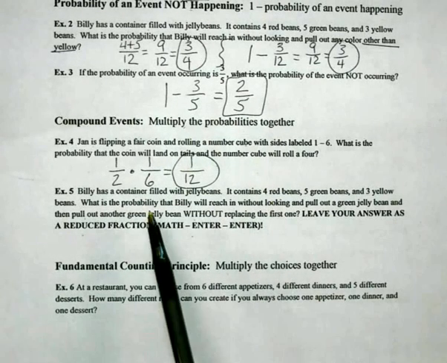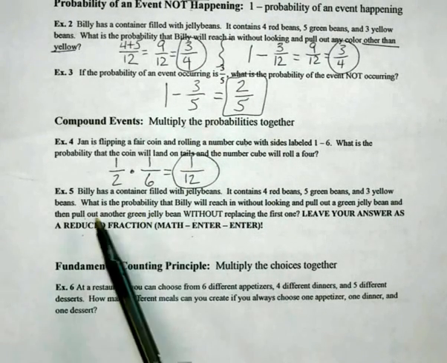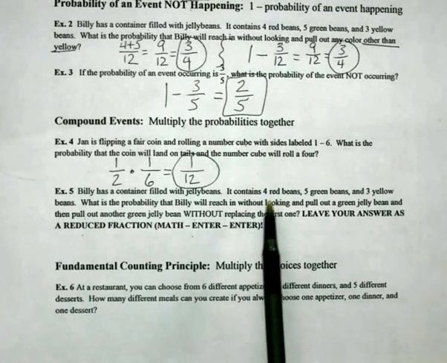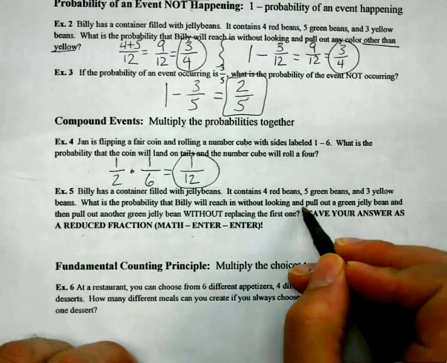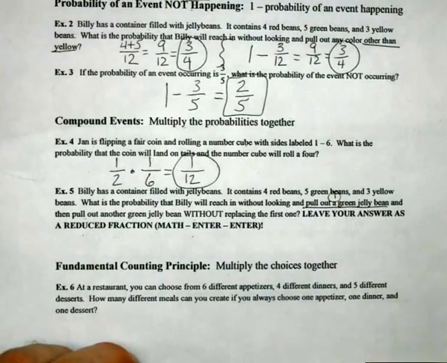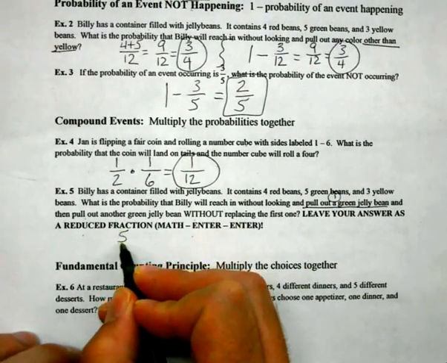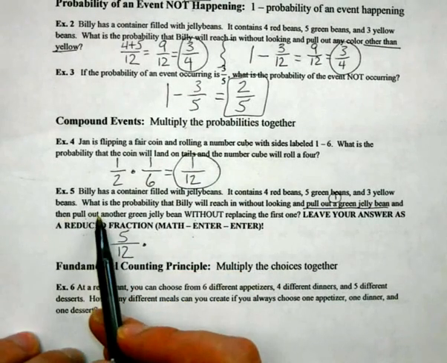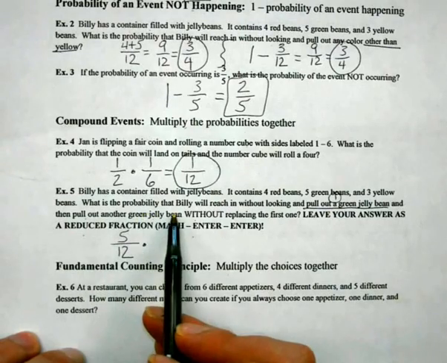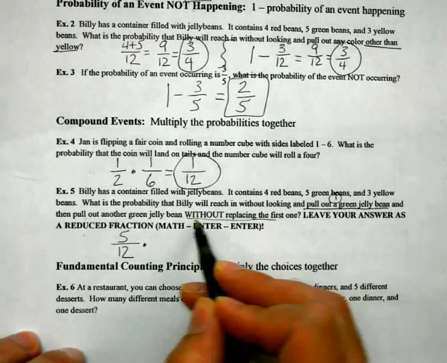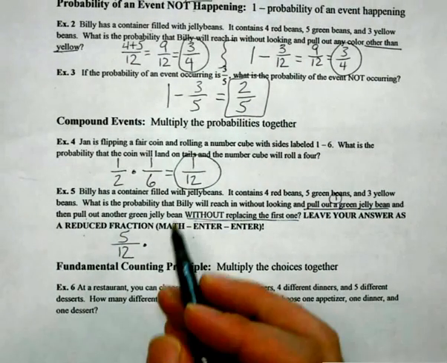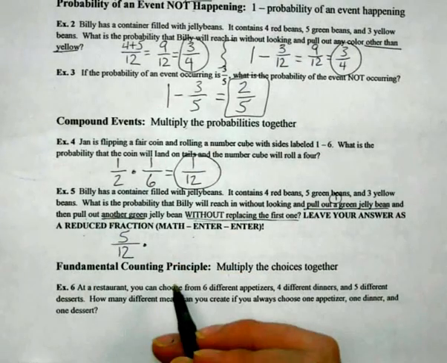Oh, here comes Billy and his jelly beans again. Same numbers of jelly beans. See, I'd have eaten them by now, but that's a whole different story. What's the probability that Billy will reach in without looking and pull out a green jelly bean? Okay, there's our first thing, a green one. So 5 out of the total of 12. And then pull another green jelly bean without replacing the first. In other words, Billy ate the first one. Well, if he ate the first green one and we're looking to pull out another green one, how many green ones are left?